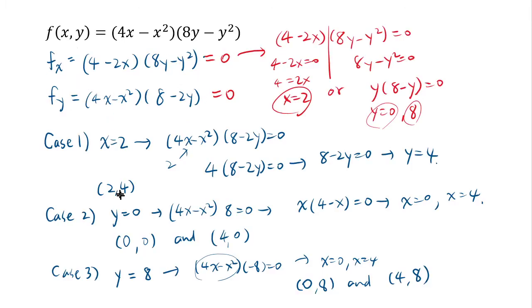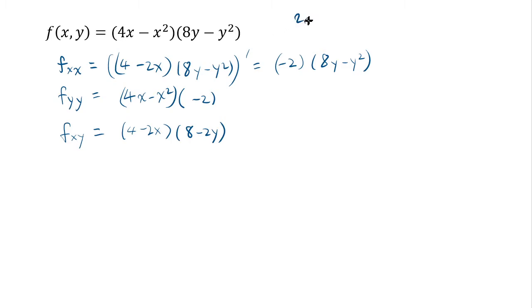Our points are (2, 4), (0, 0), (4, 0), (0, 8), and (4, 8). So these are the 5 points.